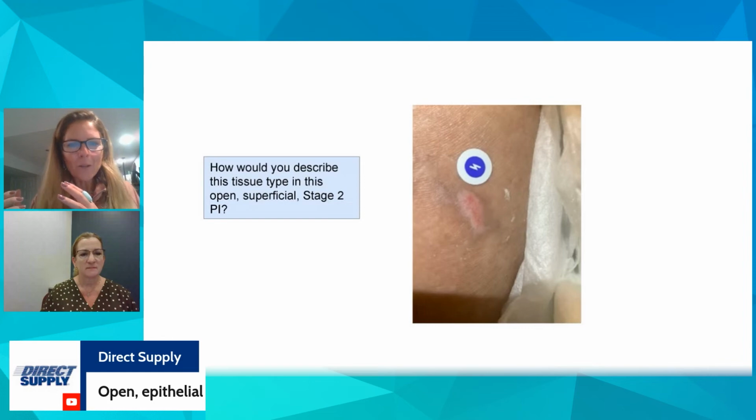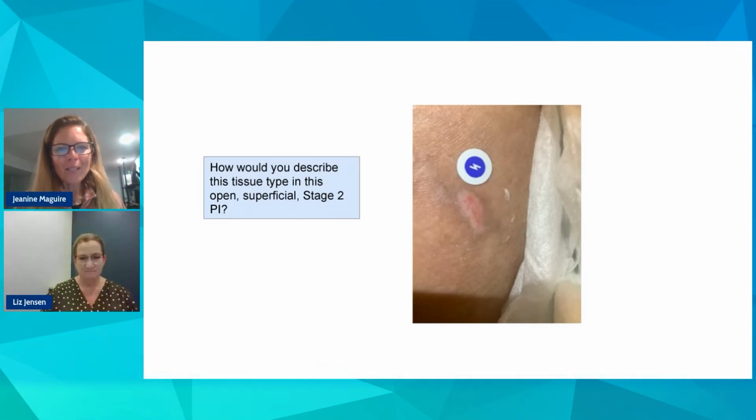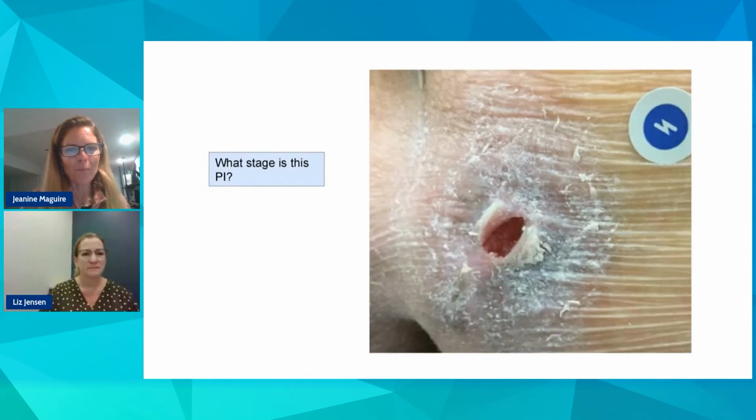So indeed, it is open epithelial tissue, and that's the way it is on the MDS, and your reference for that is the RAI manual. Awesome, because if you say it's a granulation, then it looks like you don't know how to stage, or you're saying it's a 2 and it's an actual 3 or something like that. So you want to be careful with that.